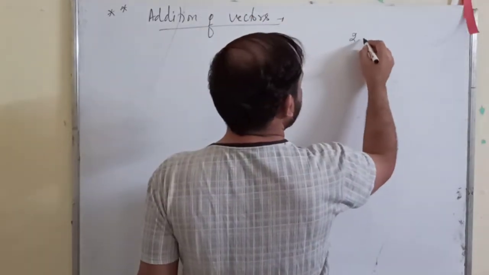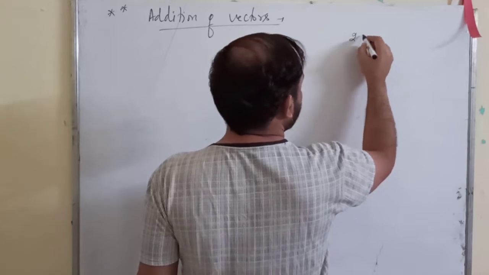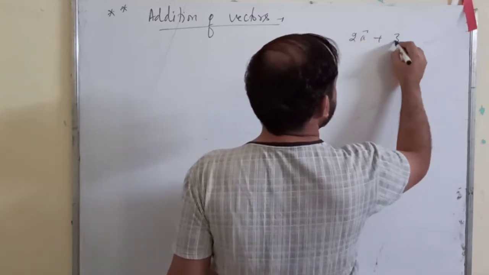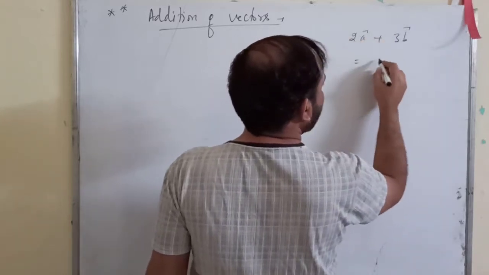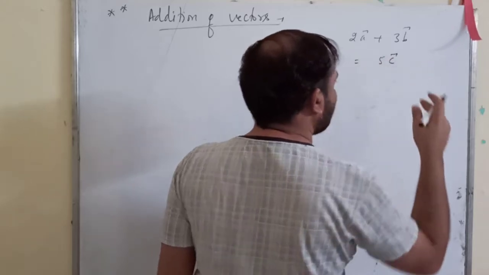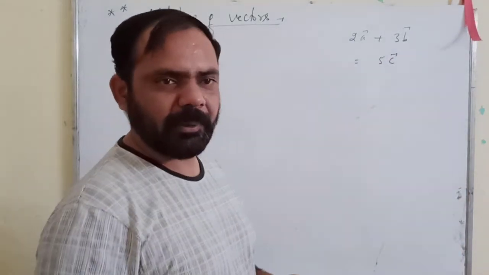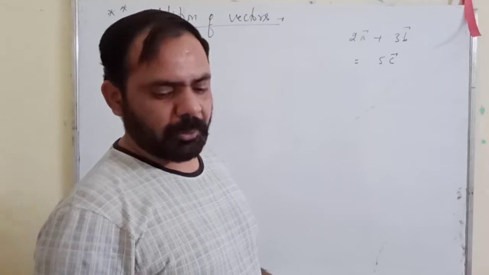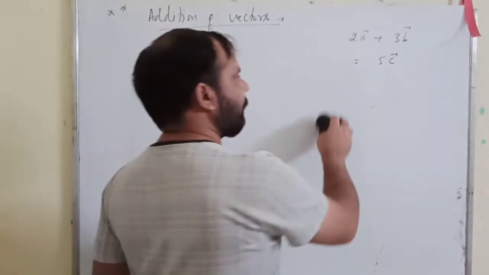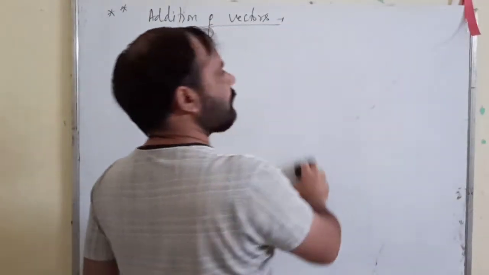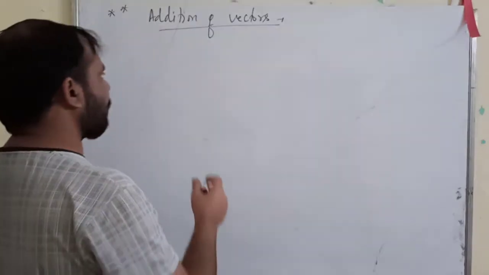Suppose you have 2a vector plus 3b vector. You cannot write something like 5c vector. You cannot add them simply like the numbers. To add them, we have a special method which is called the method of vector addition.